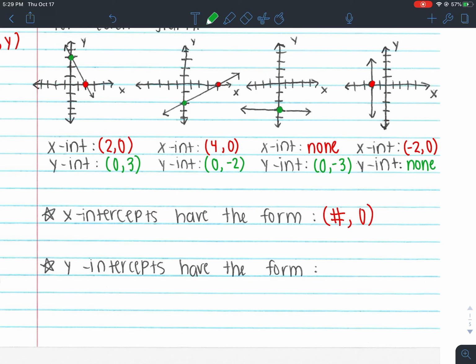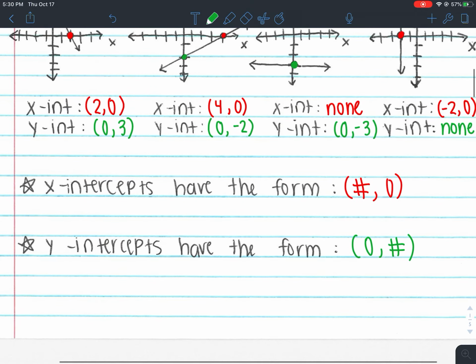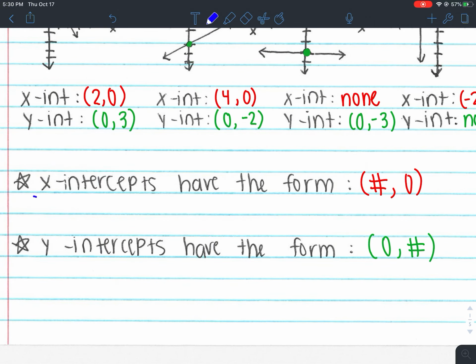What do you notice about all of your y-intercepts? Well, all of the y-intercepts have a 0 in for the x value. So 0, number. So if I ask you what an x-intercept looks like or what the form is, you say x, 0, or you can say number, 0. For the y-intercepts, they all have the form 0, number. Do we see how all of the red have all the zeros for the y and all the green have a 0 for the x?